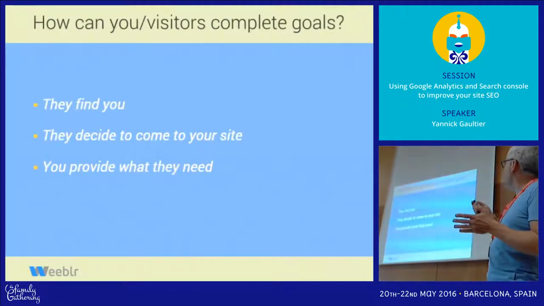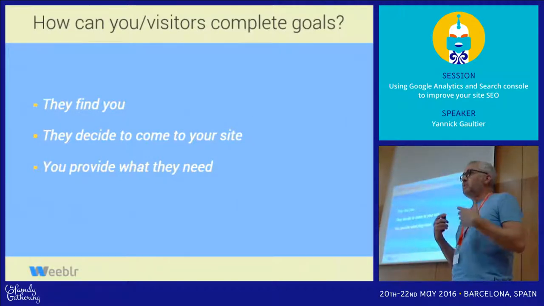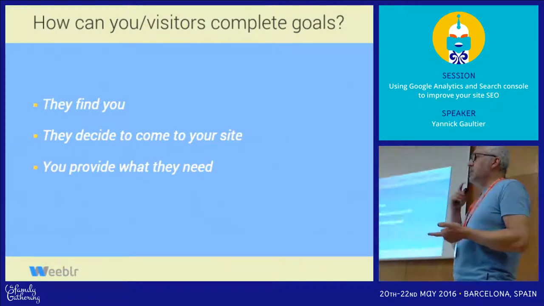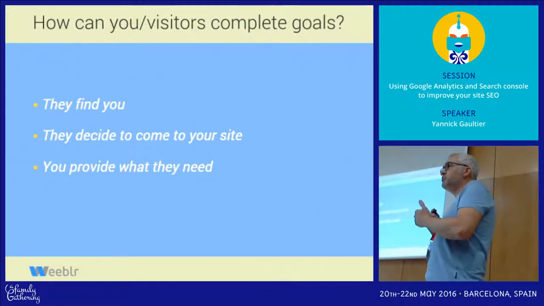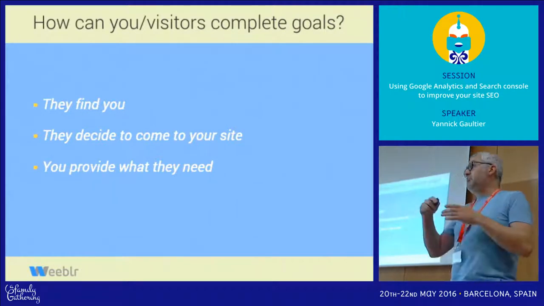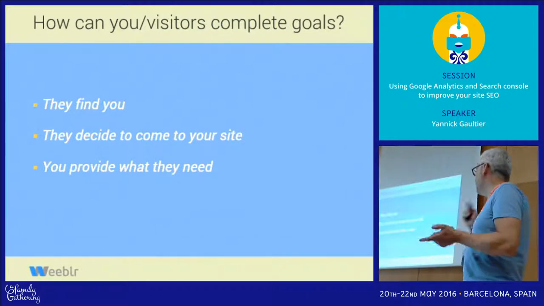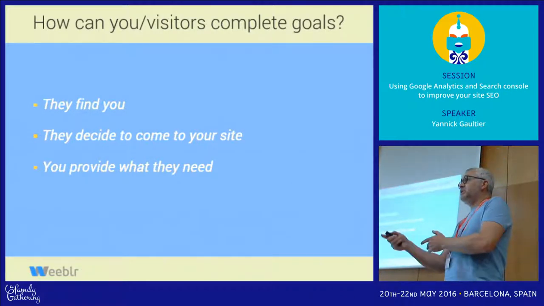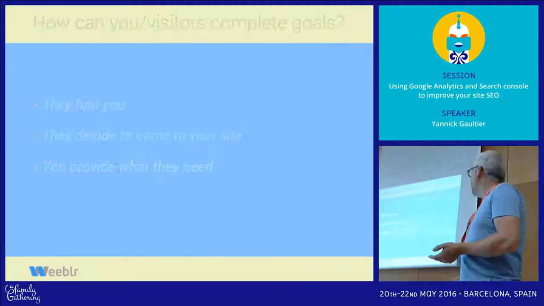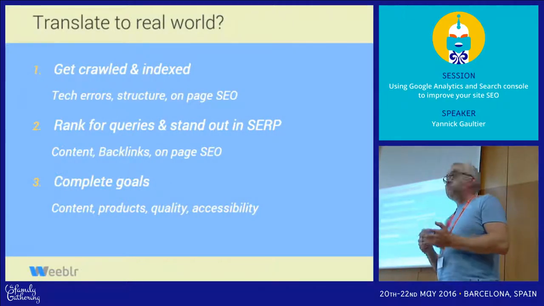And how can this be improved? We found that there are three steps. Users have to find you. If they don't know about you, there's just no way they're going to come to your site and complete your goals and their goals. If they find you, if they become aware of your existence, then they need to decide to come to you. That's the second step. And then eventually, you need to deliver. If they come to your site, then you need to deliver. So the talk is going to be structured around those three steps.